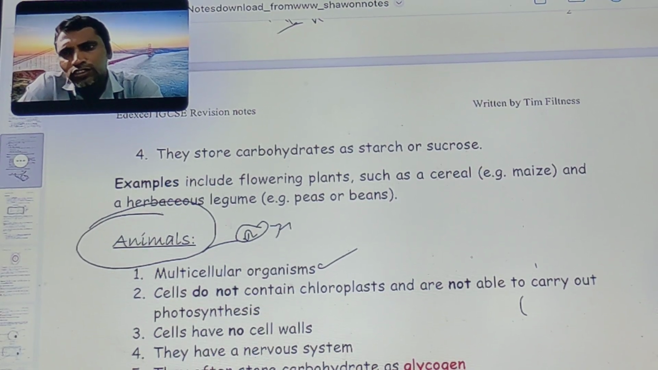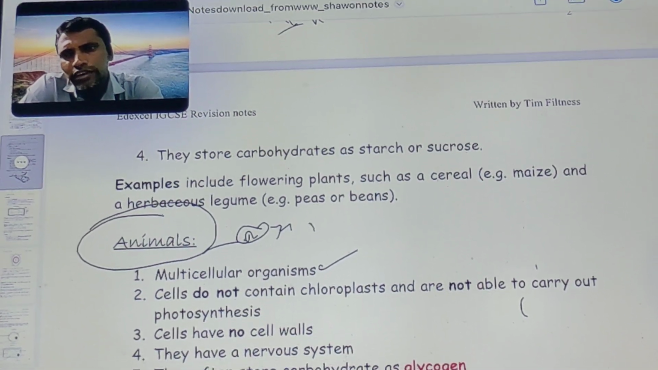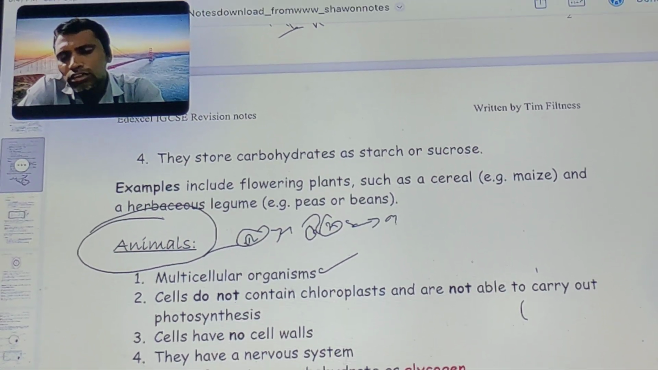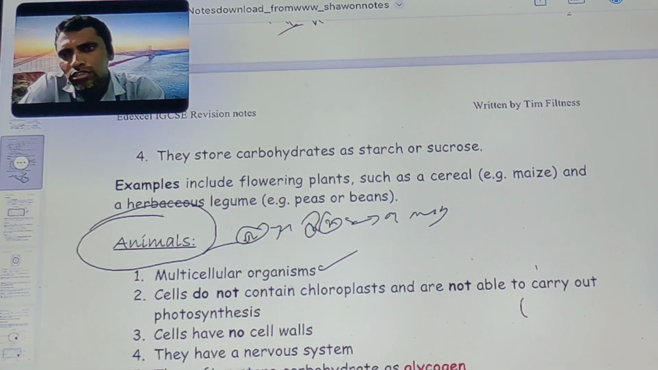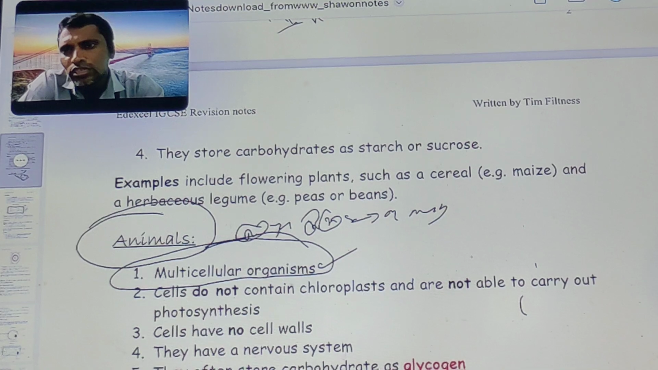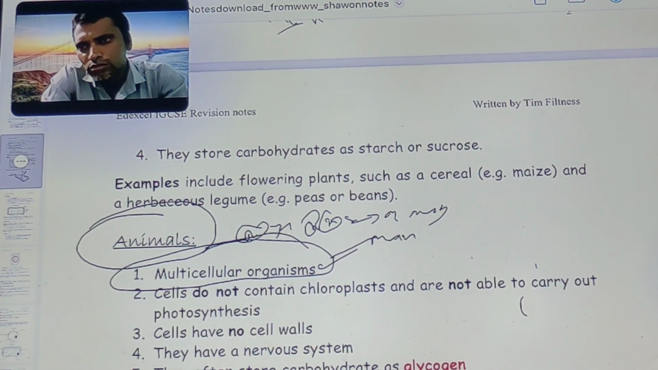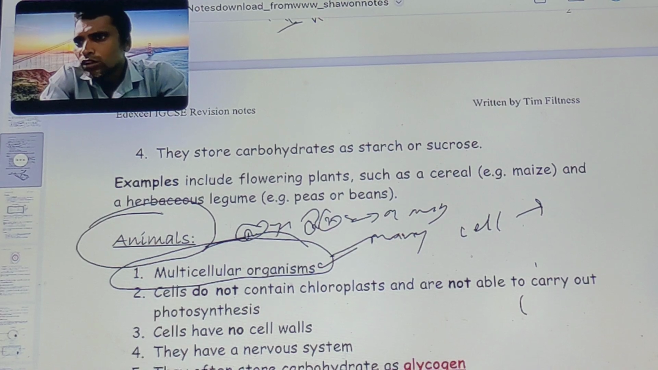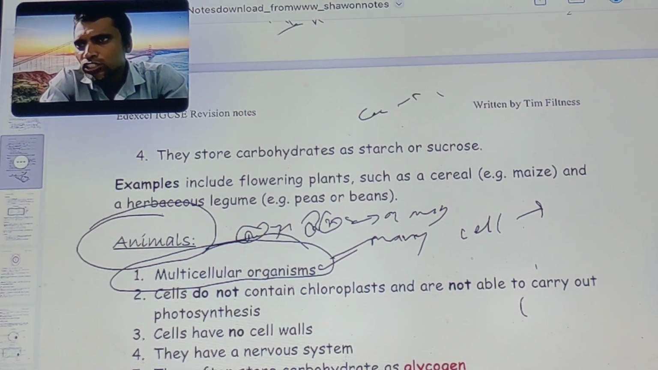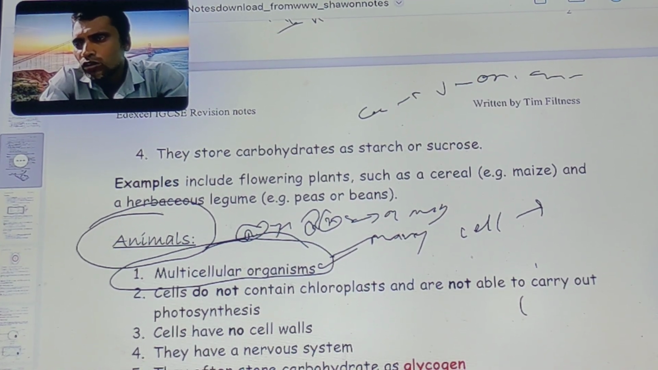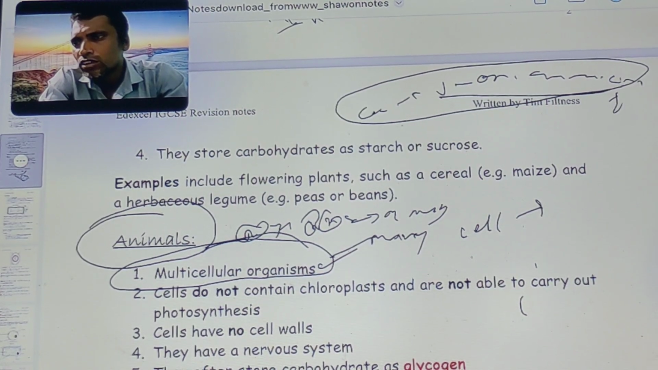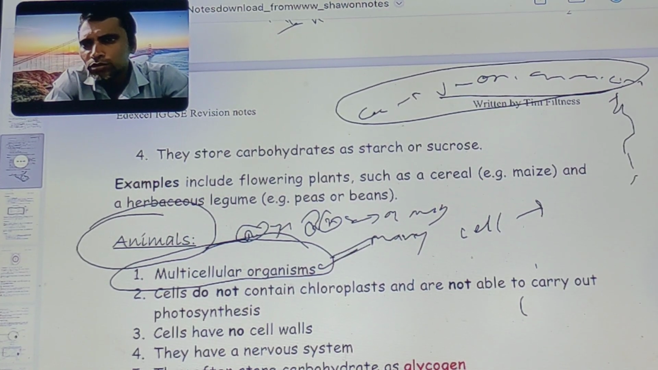But their life starts as a single cell. They become multicellular, with millions and billions of cells formed. In the multicellular body, many cells form the cell, tissue, organ, organ system, and individual organism.